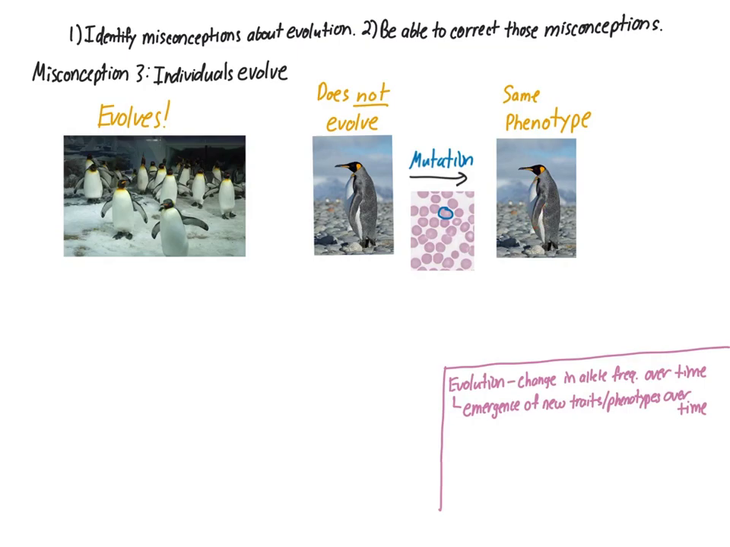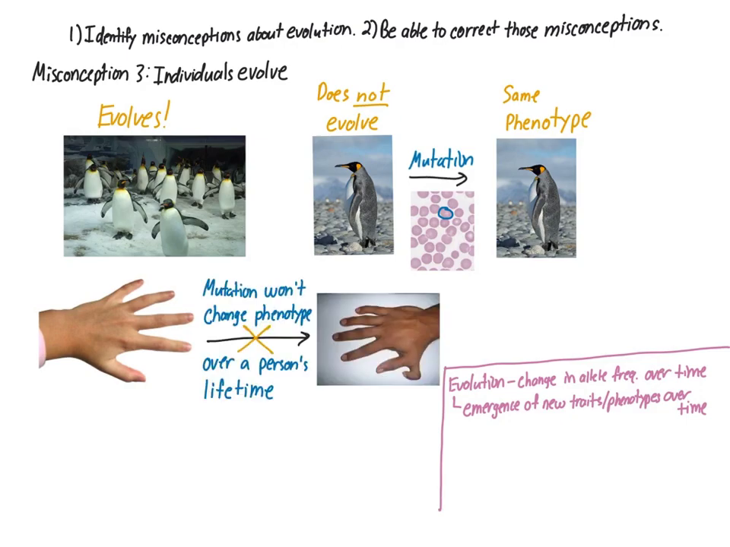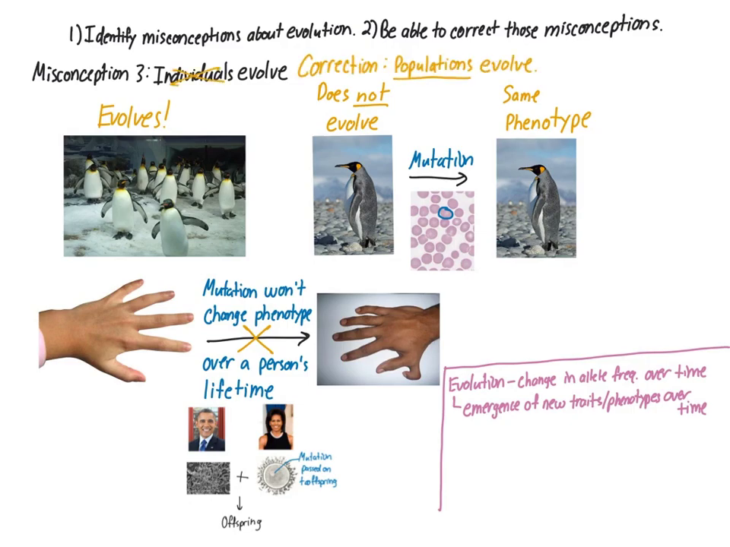So you won't see a person with 5 fingers all of a sudden sprout a 6th. In order to have this trait of polydactyly, or more than 5 fingers, this person must have inherited this allele and its corresponding phenotype from their parents. So now we can correct this misconception. Individuals don't evolve, populations do.